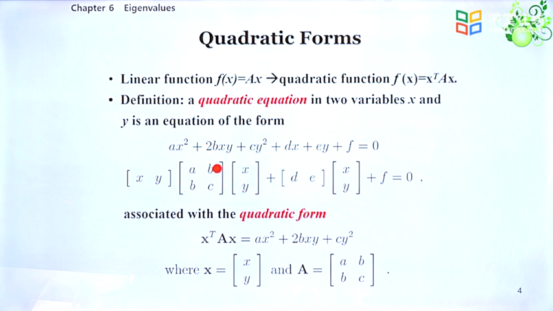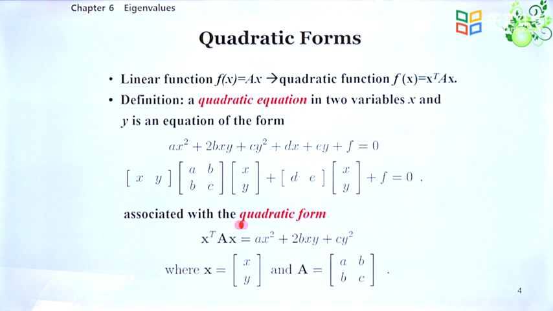a 2 by 2 matrix, then we call a quadratic equation in two variables, x and y, defined in this form: a times x power 2 plus 2b times xy plus c times y power 2 plus dx plus ey plus f equals 0. If you write it in matrix vector form, it's like this: a row vector times this 2 by 2 square matrix times this column vector, plus this row vector times this column vector, plus f equals 0.